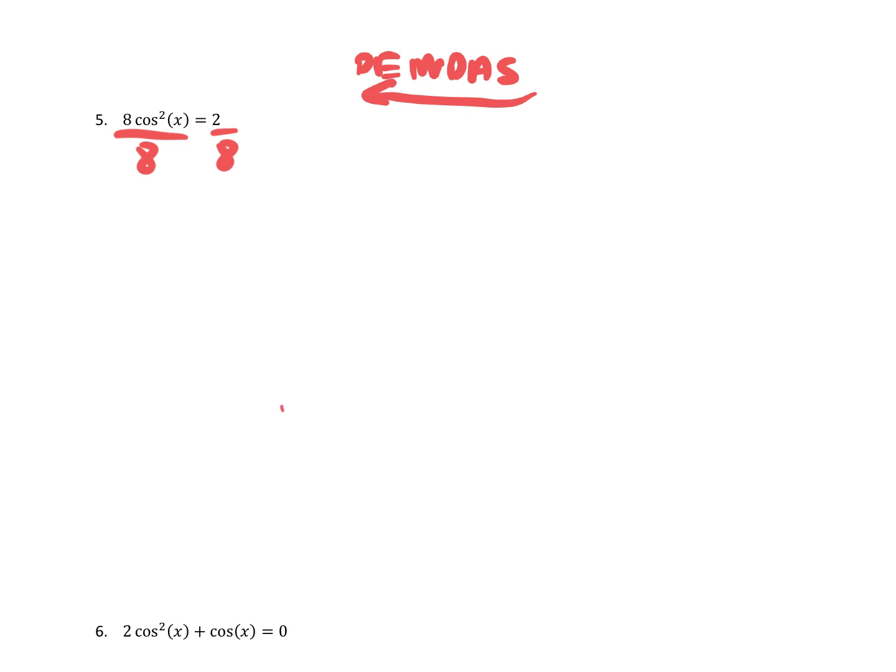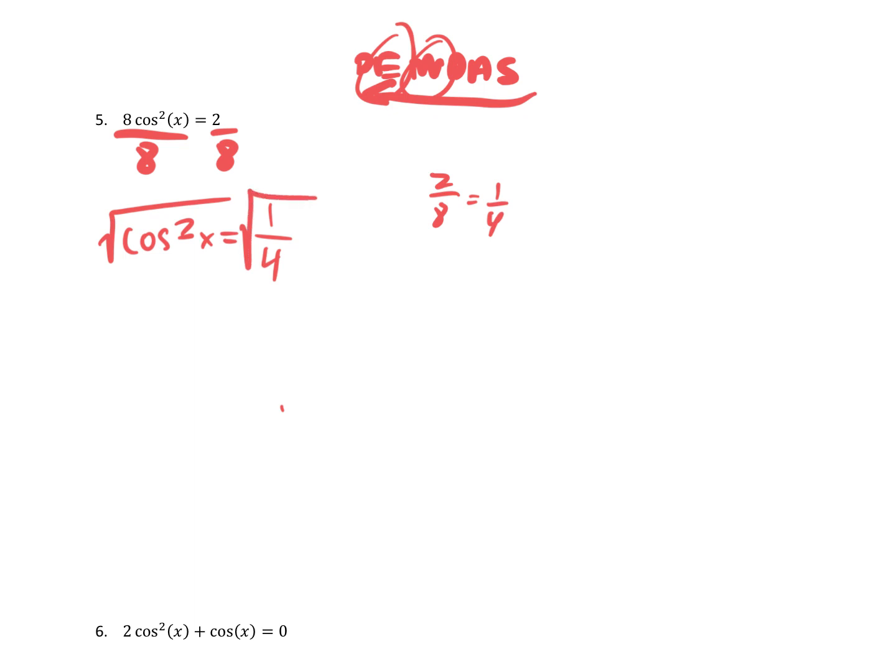So if I divide both sides by 8 here, I get the cosine squared of x is equal to 2 divided by 8. That's the same thing as 1/4. I'm just simplifying that fraction. 2 over 8 becomes 1/4. Okay. The next step here, I'm going to undo. So I did my multiplication. Next, I'm going to undo my exponent. So I have an exponent of 2 there. So let's square root both sides.